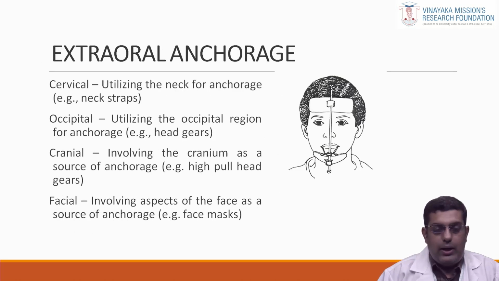Coming to extraoral anchorage. Extraoral anchorage uses extraoral sources in order to produce an effective tooth movement. It could be cervical, where they utilize the neck for anchorage. For example, neck straps are used. It could be occipital, where they utilize the occipital region for anchorage. For example, headgears. Cranial involves the cranium as a source of anchorage. For example, high pull headgears are used. And facial involves the facial aspect of the face as a source of anchorage, especially the forehead and the chin, which are utilized in the case of a face mask.